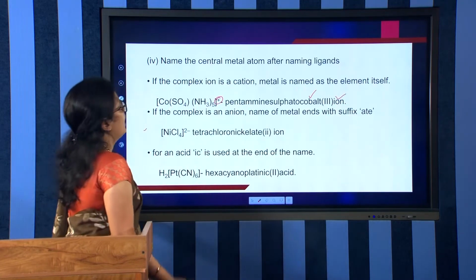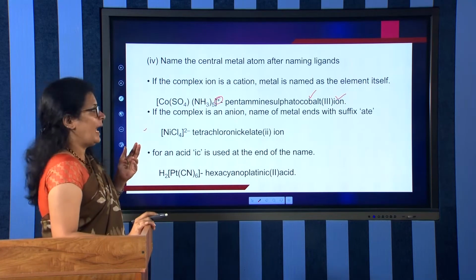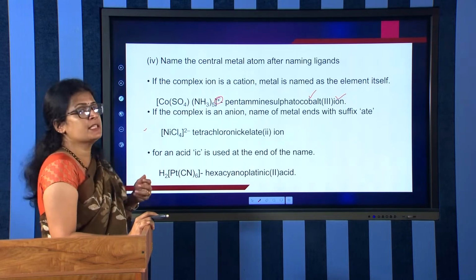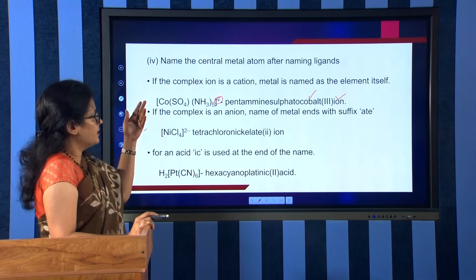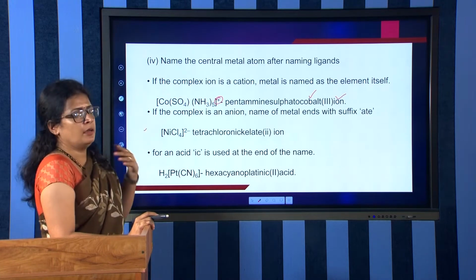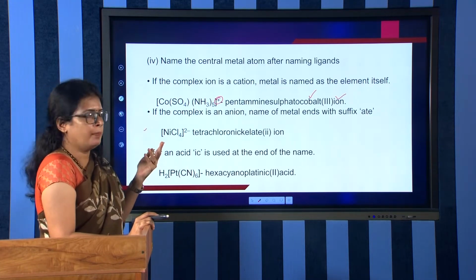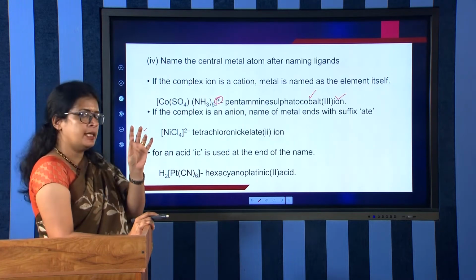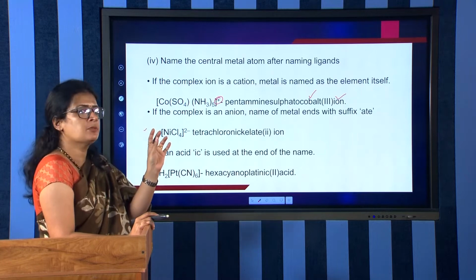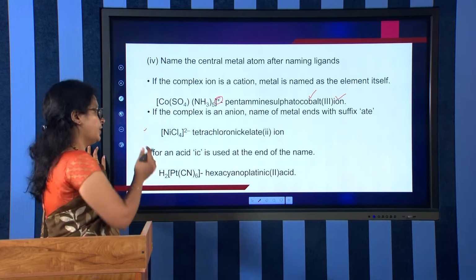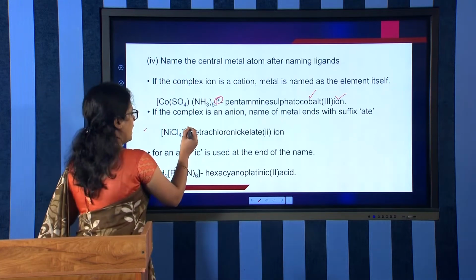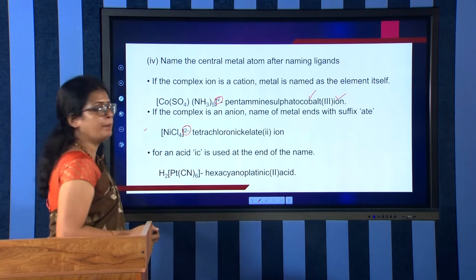And if the complex is an anion, the name of the metal ends with the suffix ate. The previous example was explaining the cationic complex. Now, if the complex ion is an anion, then the central metal atom ends with the suffix ate. For example, NiCl4 2 minus. This is an anionic complex.